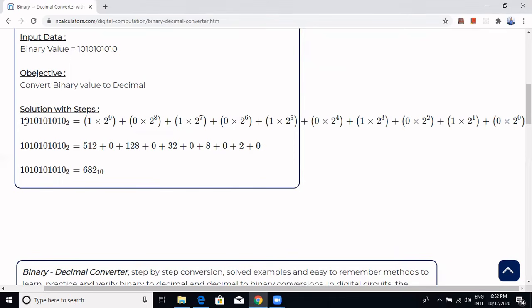Next one, 0 into something, so just put 0, no worries. Then 2 to the power 7 is 128, and into 1 is 128 itself. Then 2 to the power 8 into 0, anything into 0 means 0. So don't worry. Then 2 to the power 9 is 512, and into 1 is 512. So add everything, you will get 682. That's the decimal number which is represented by the given binary number. Got it?